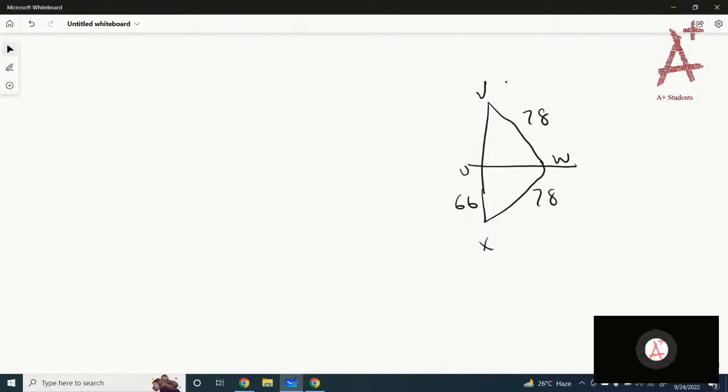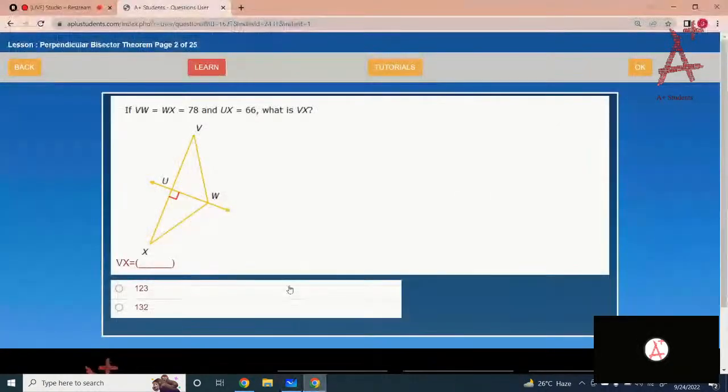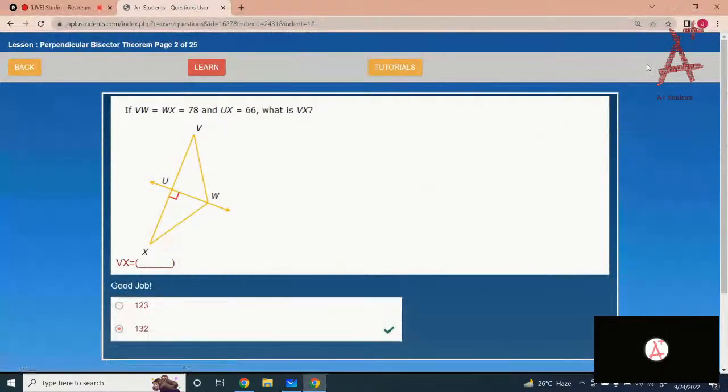Okay, this is V. You are given UX equals 66. You have to find VX. So we know that because of the perpendicular bisector, both of these lines have the same side length. If one of them is 66, then the other one is also 66. You have to find the side length of the complete line from this point to this point. So just add both, 66 plus 66 is 132. Got it? So the correct option is 132. So select the correct option and move on to the next question.